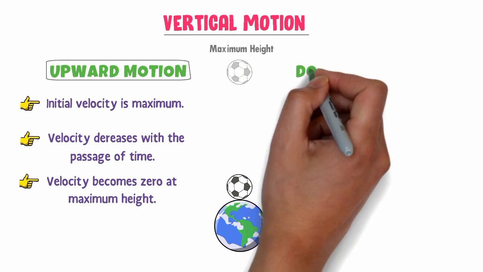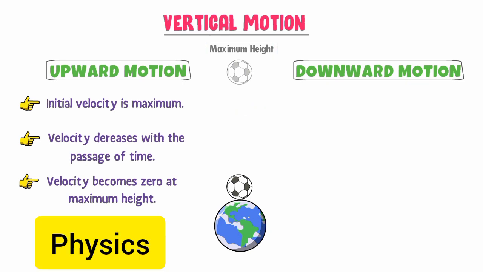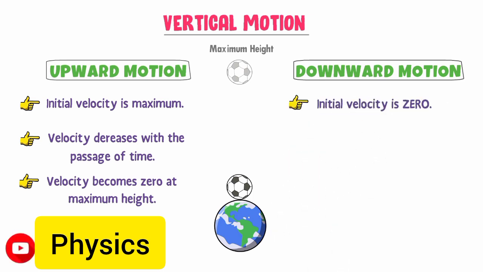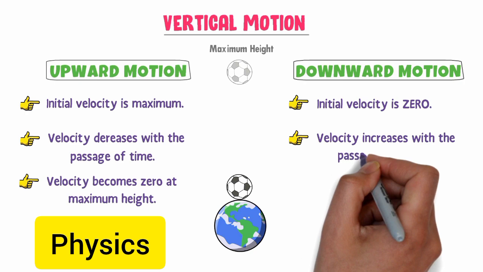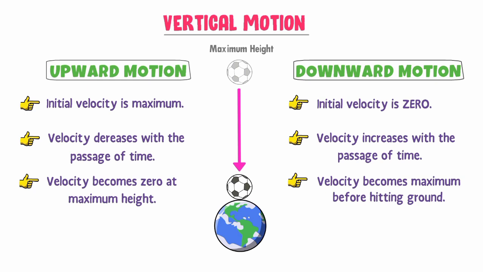Here, let me also discuss the downward motion of the ball. We know that the velocity of the ball at maximum height is zero. So in the case of downward motion, the first concept is that the initial velocity of the ball is zero. The second concept is that the velocity of the ball increases as it falls down. It is because of the downward force of gravity. The third concept is that the velocity of the ball is maximum just before hitting the ground. For example, its velocity may be 10 meters per second.